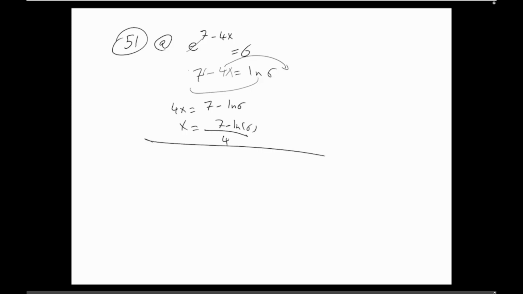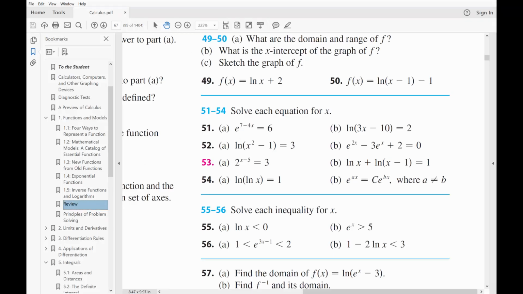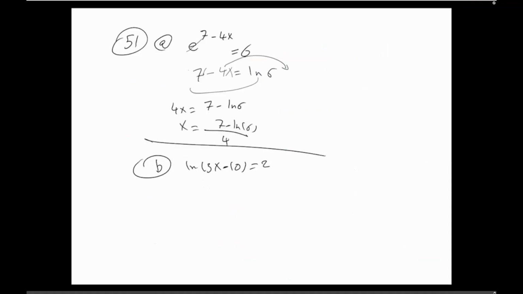So 7 minus ln 6 divided by 4 is the solution for A, and let's go for B, which says ln of 3x minus 10 equals 2, and we also want the x to be alone. So what we're gonna do is get rid of the ln, and the way to do that is to multiply by e, and so we will get e raised to power 2, and over here we're gonna get 3x minus 10, and we will end up with the value like this. So this is the solution for 51.